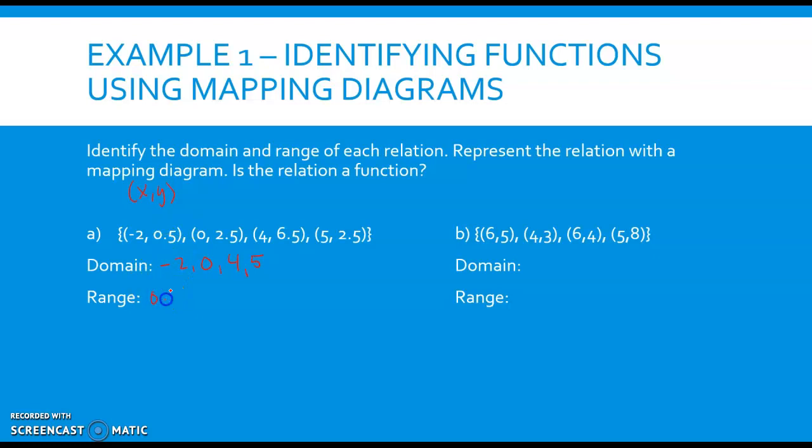So I have 0.5, 2.5, 6.5, and 2.5. Since I have 2.5 twice, I'm only going to write it once instead of writing it twice. So I'm going to get rid of that one. Now, to create a mapping, and a mapping is like we're mapping from one to the other. It's more of a visual.